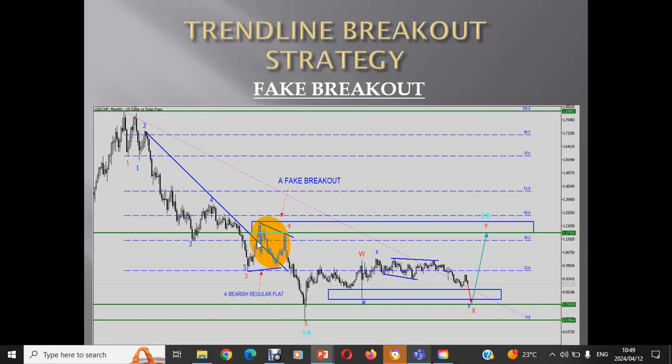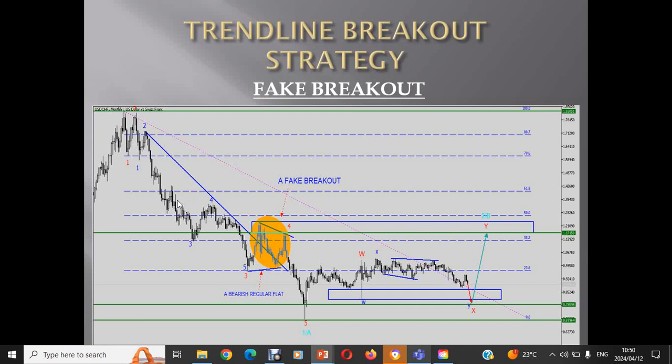Just to recap the quick definition of the fake breakout: the market has formed a breakout, as you can see here. When the market is forming a breakout, the first thing that comes to us as traders is that the market will change its direction. But in a fake breakout, instead of changing its direction, the market will move in the previous direction. So that is the quick definition of the fake breakout.